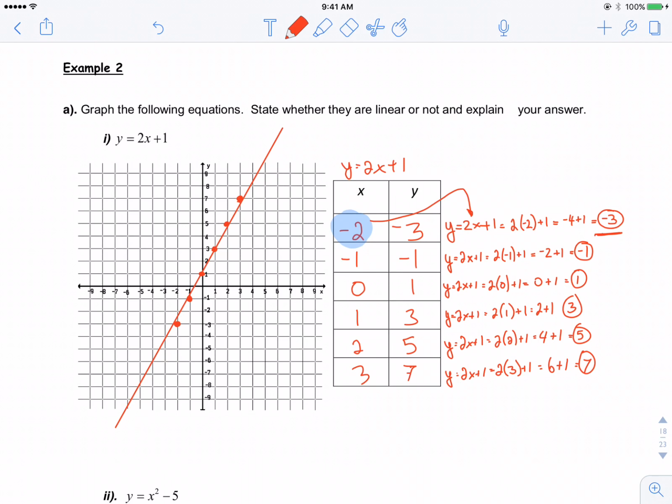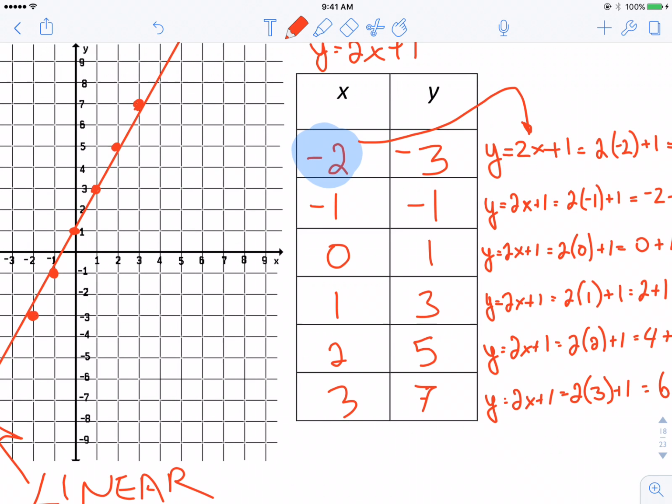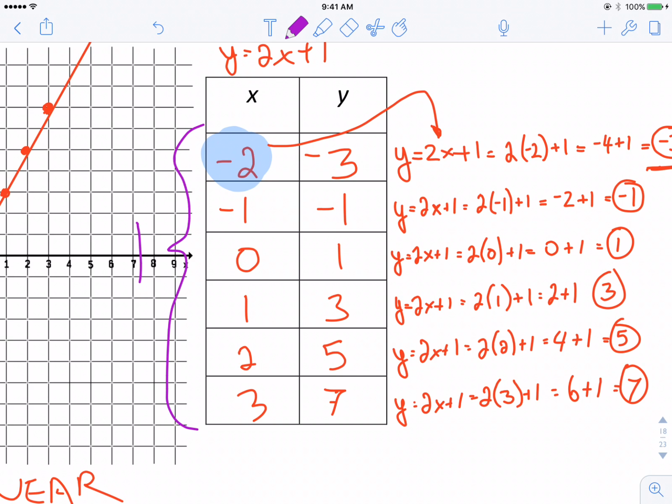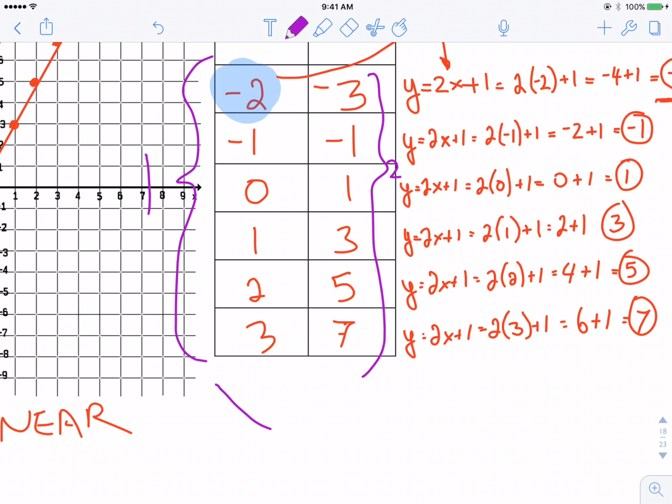Is this linear or not? Well, clearly by looking at this line, it's linear. By looking at this table of values, we have a constant change of 1. Here we have a constant change of 2. Either way, it's constant all the way down and through. So because these are both constant, it's going to be linear.